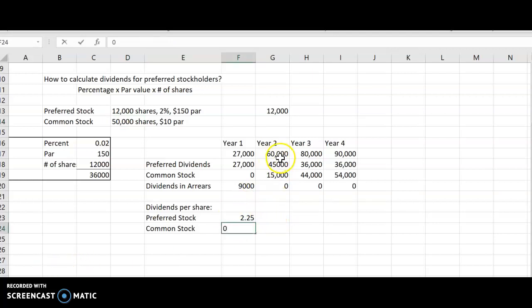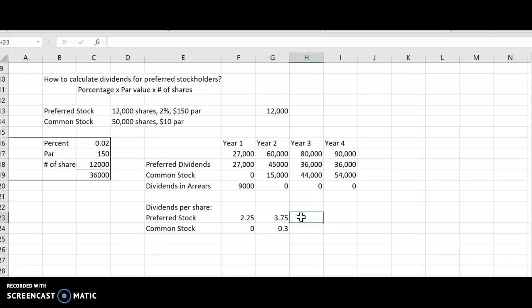Okay, year 2. Preferred received 45,000, so I'm going to do 45,000 divided by the number of preferred shares, which is 12,000. So I paid out $3.75 per share. So this time I did pay out common stock, and so I have 15,000 divided by the number of common stock shares, which is 50,000. And that gives me 30 cents per share.